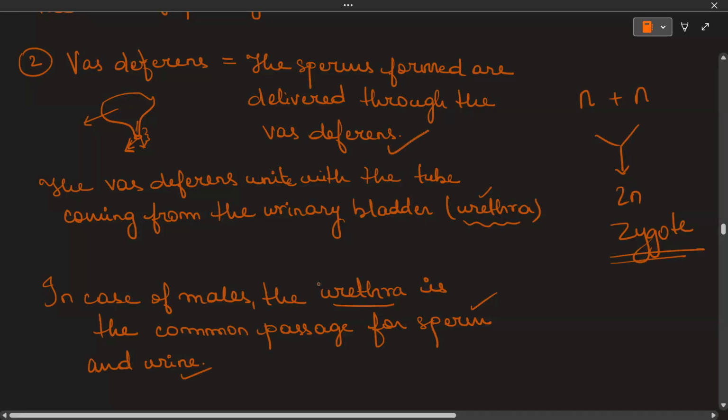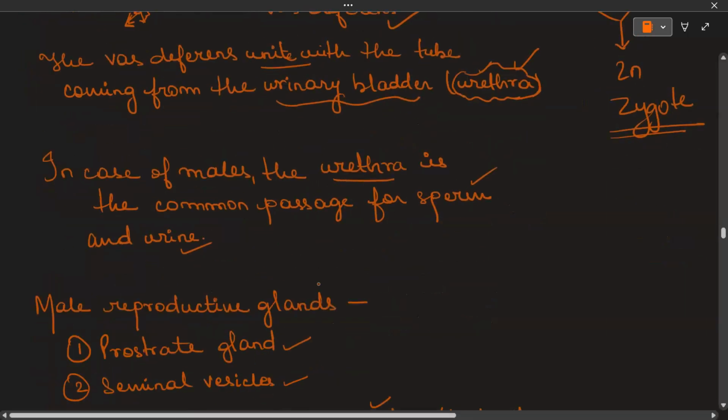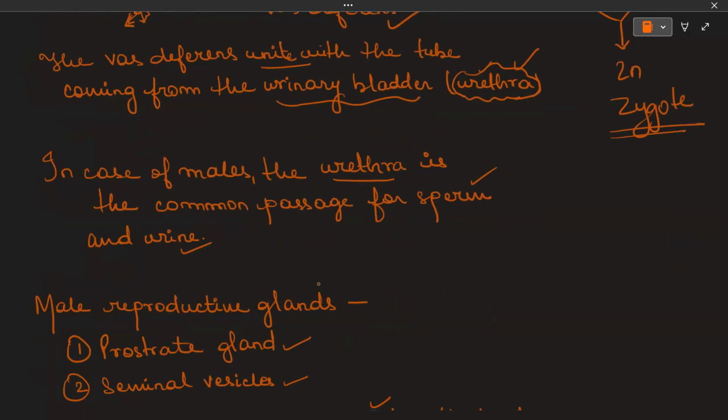The vas deferens unites with the tube coming from the urinary bladder. The tube coming from the urinary bladder is the urethra. So this vas deferens will unite with the urethra. In the case of males, the urethra is the common passage for the delivery of sperms and also for the passage of urine. Got it? Is it clear to everybody?